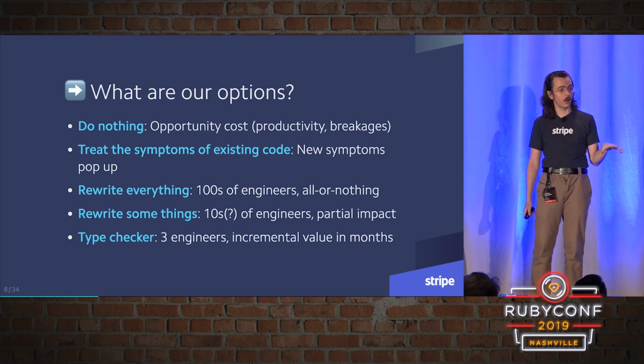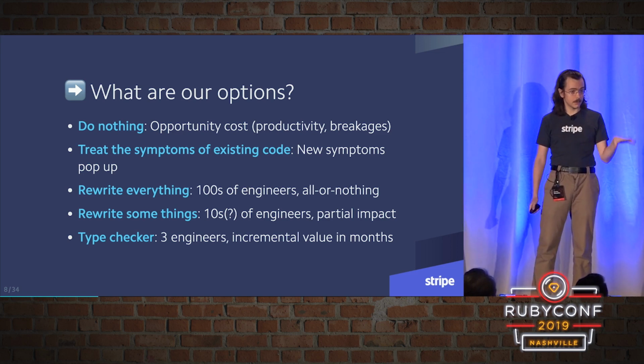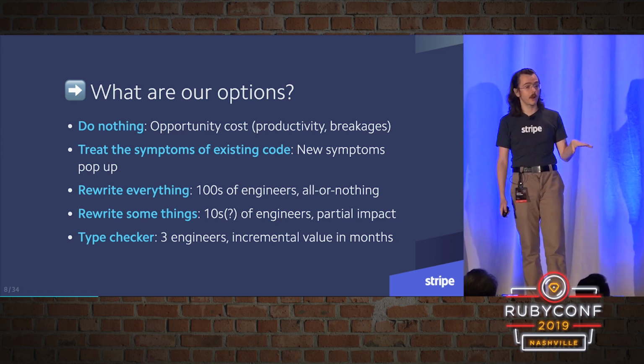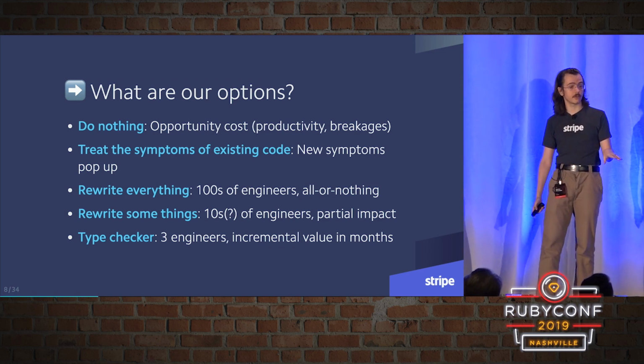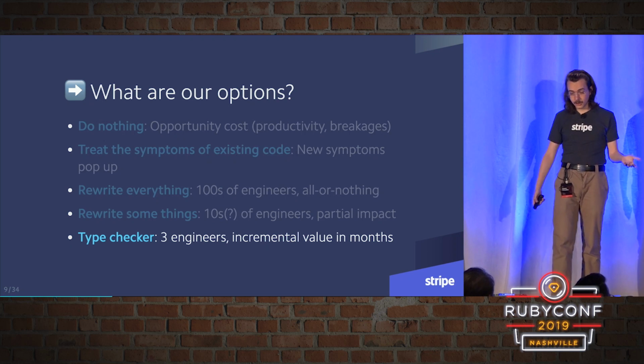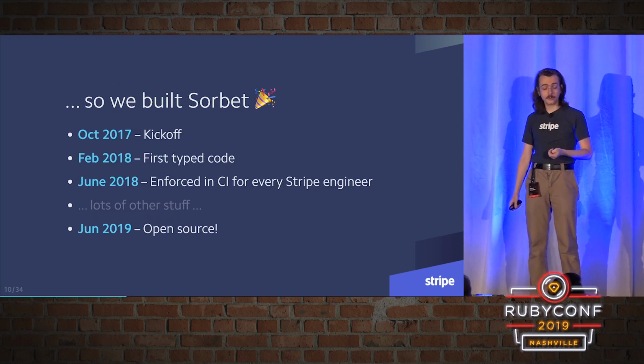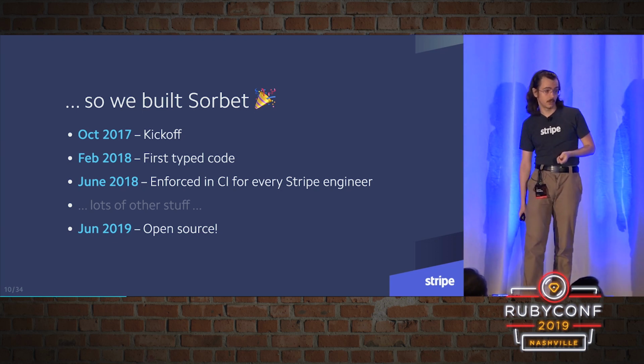Every improvement was possible on a file-by-file basis. Improvements came every day, rather than requiring a leap of faith, and a lot of engineers committed to this leap of faith. So that's why we built the type checker for Ruby. Here's a timeline. In October 2017, the project was kicked off.